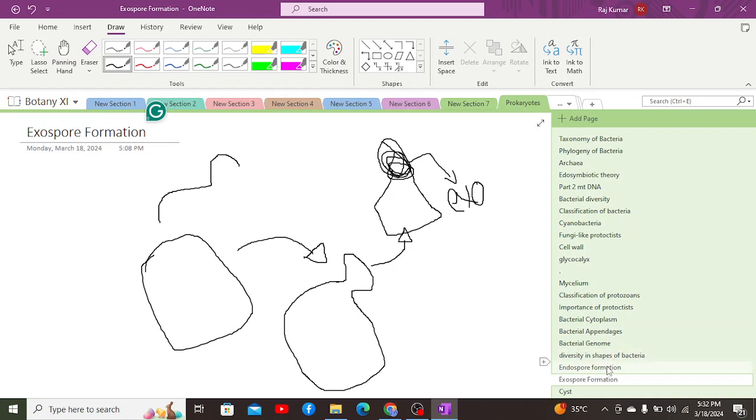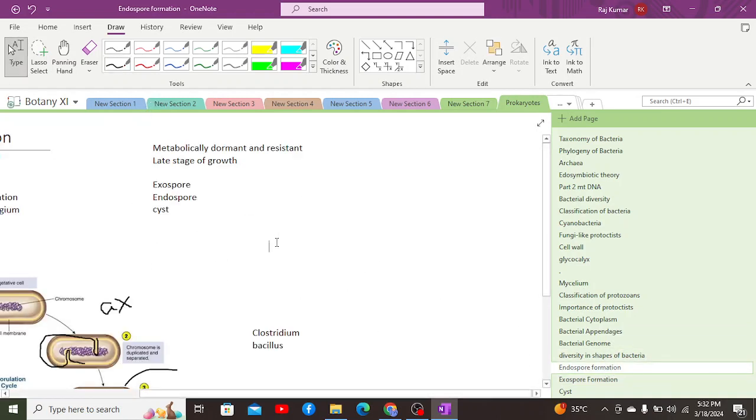Apart from which, there is a special chemical present within these thick resistant bacterial spores, both endospores as well as exospores, which is known as calcium dipicolinic acid, which provides that high amount of resistance against such environmental conditions. Calcium dipicolinic acid, also known as CaDPA. It is found both in endospore and exospore.